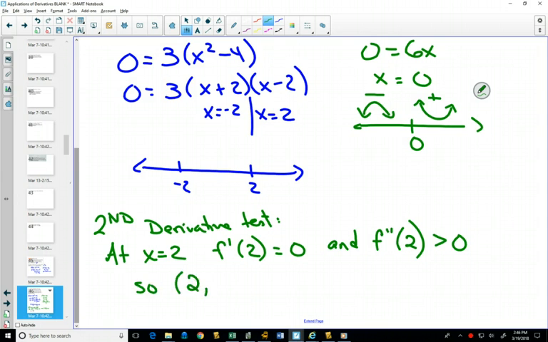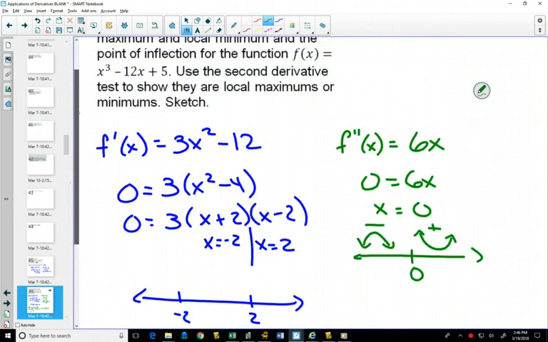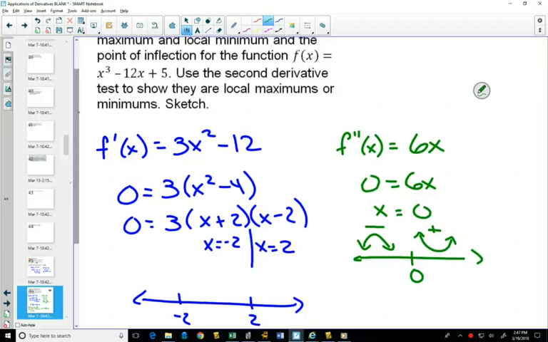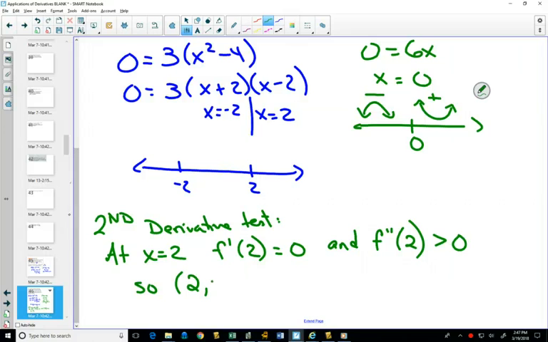So 2 comma, and we'd have to plug it back into the original equation, 8 minus 24, negative 16, plus 5, negative 11, is a local minimum. So I can tell it's a local minimum before I finished my sign diagram with the first derivative.